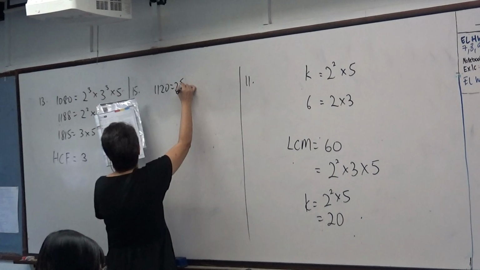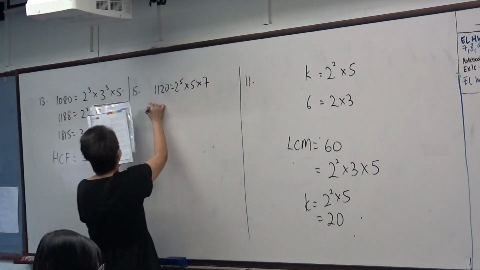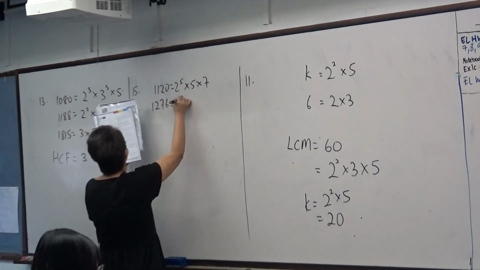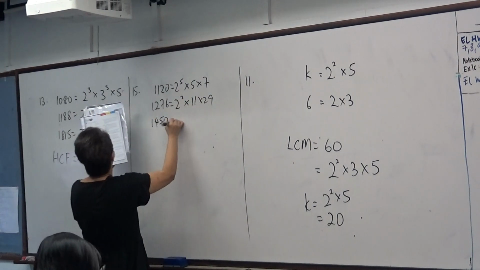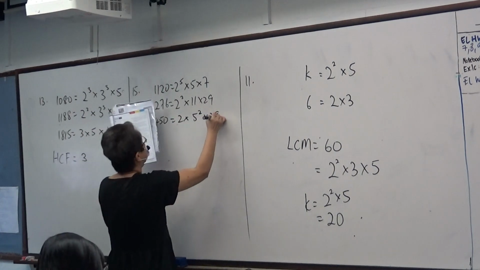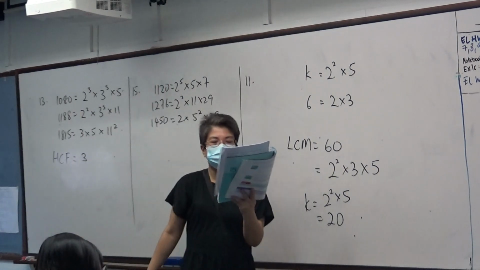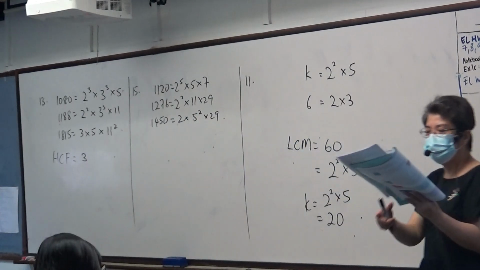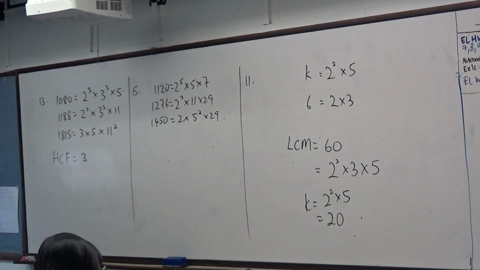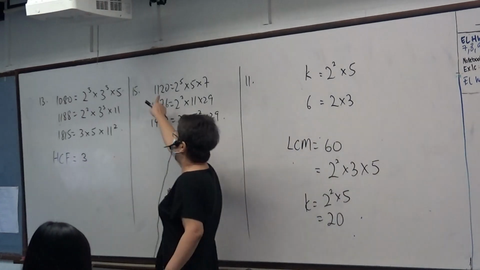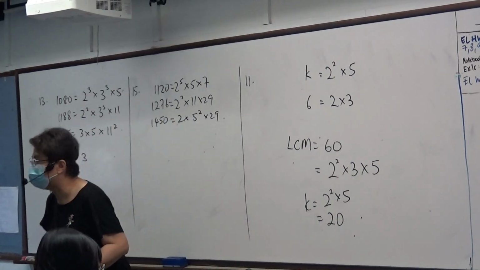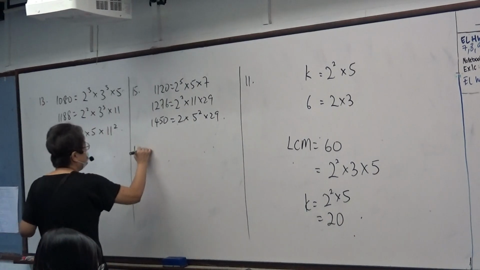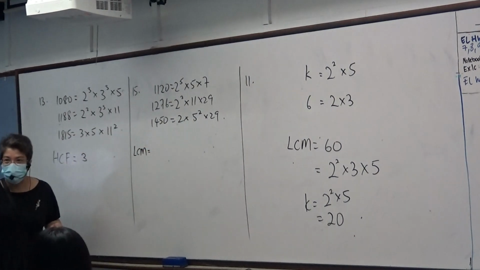1120 is 2 to the power 5 times 5 times 7. 1276 is 2 squared times 11 times 29. And 1450 is 2 times 5 squared times 29. They say, hence, find the smallest non-zero whole number that is divisible by this. That means that number, when divided by this or this, must be a whole number, right? So am I looking for HCF or LCM? Good, LCM.